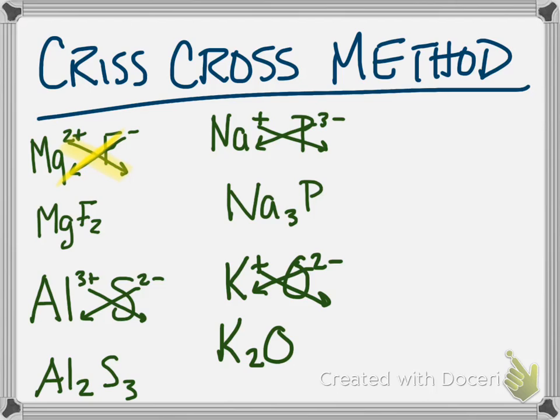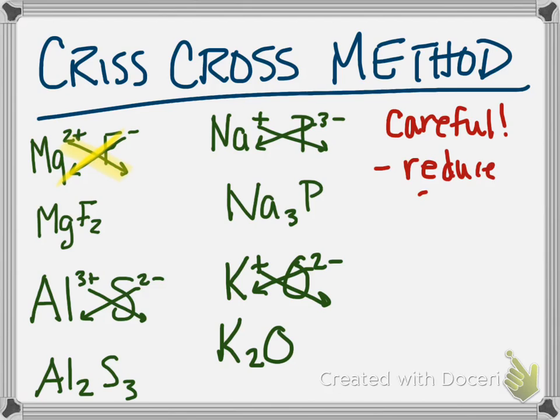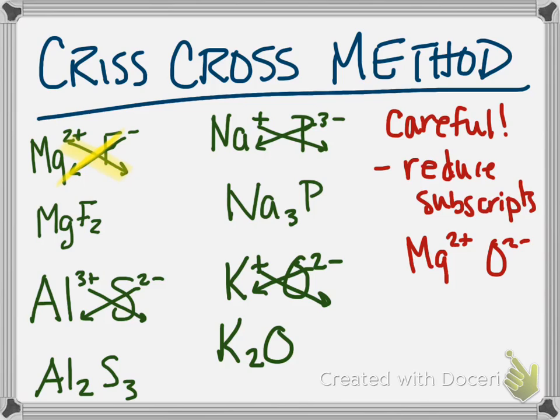Now remember I said that this is just a trick. So there is one place where you have to be careful. You have to be careful and remember that your subscripts need to be as reduced as possible. So if you get in a situation where they have to be reduced, make sure that you do that. So for example, think about just reasoning through it here. Tell the person next to you what compound Mg with a 2+ and O with a 2- would make. You should have said that since they are already neutral together, it's just a 1-to-1 ratio, MgO.